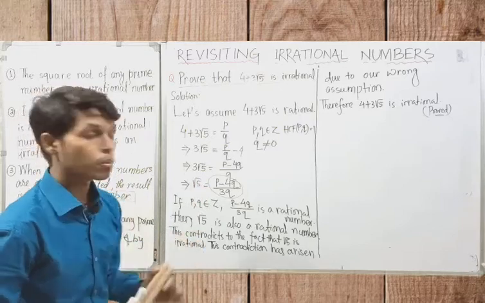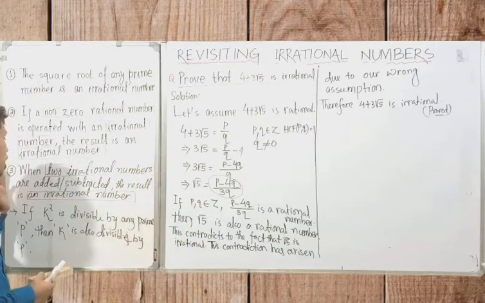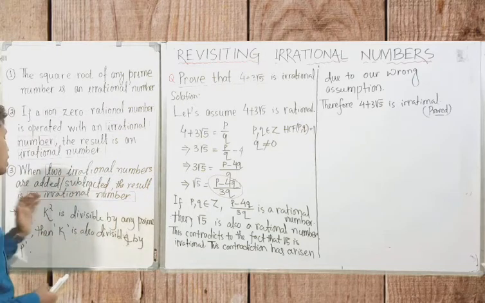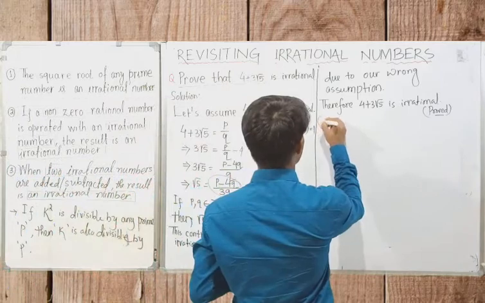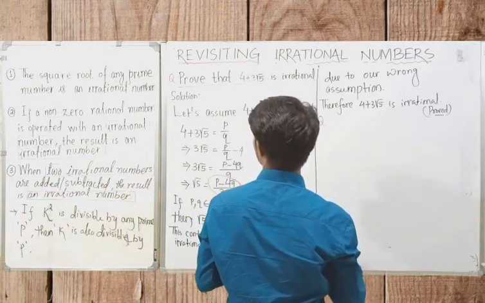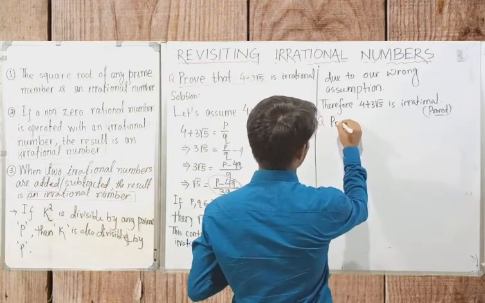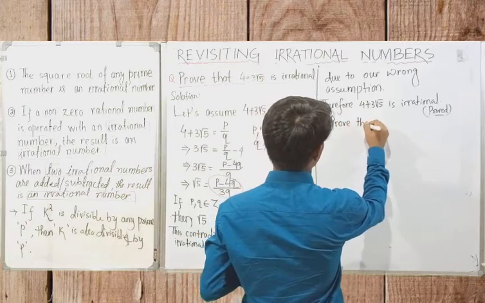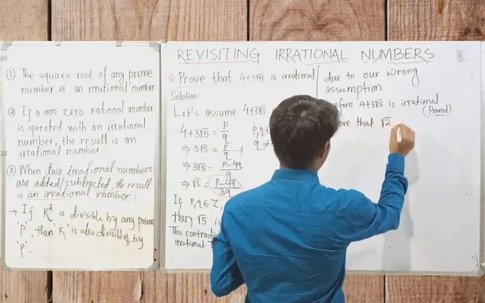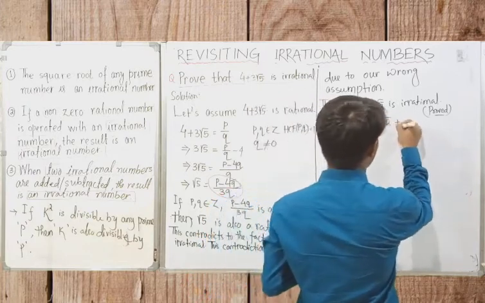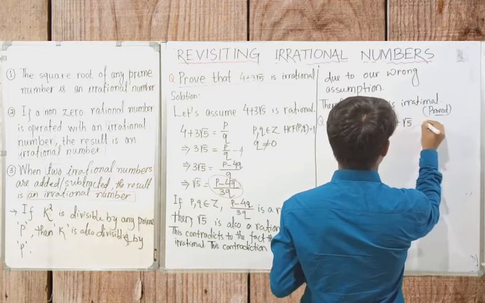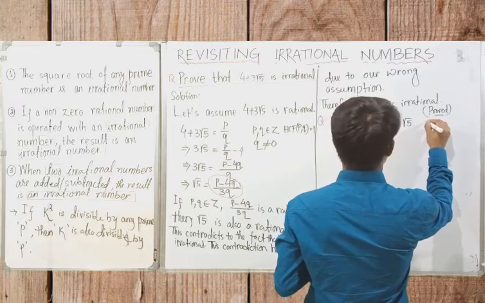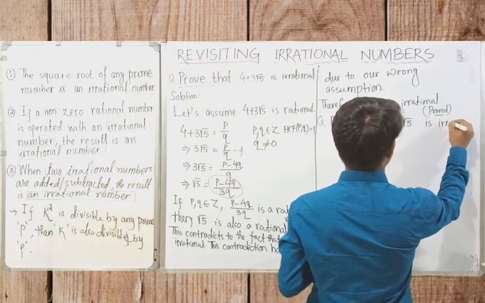So now let's move to the third property, that when two irrational numbers are added or subtracted, the result is an irrational number. The question would be like this: prove that root 2, it is an irrational number. Let's add another irrational number to it. Say root 5 is irrational.